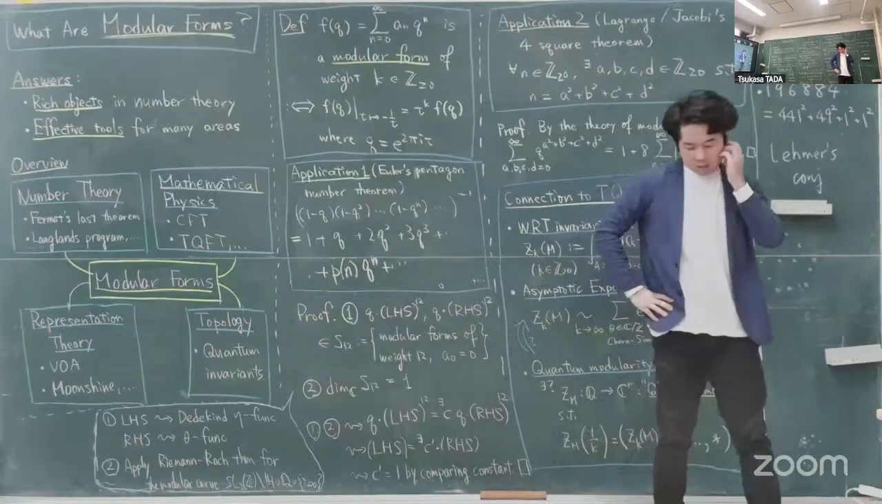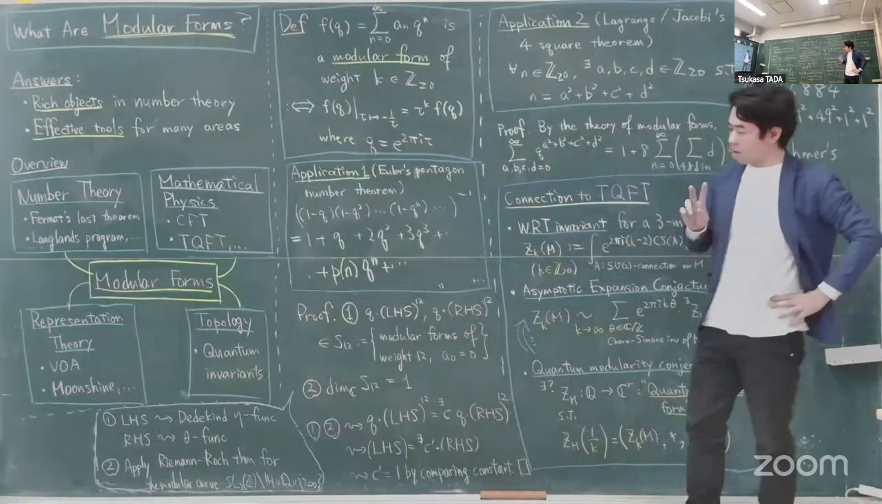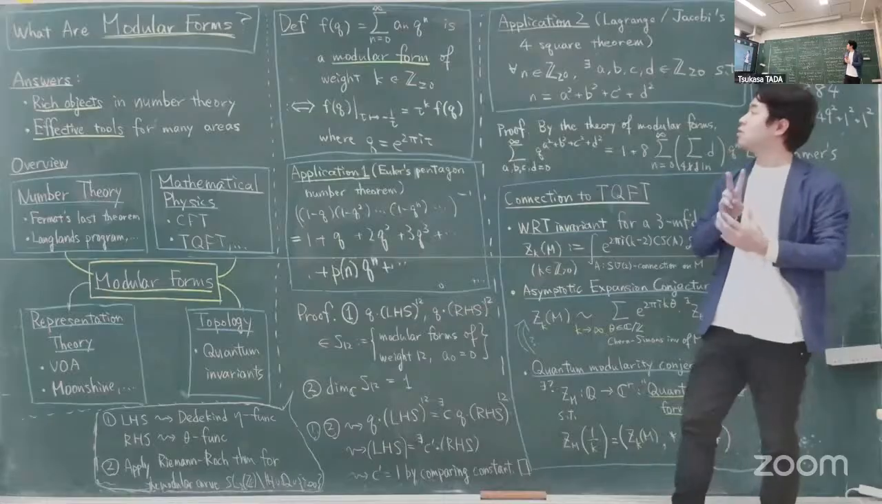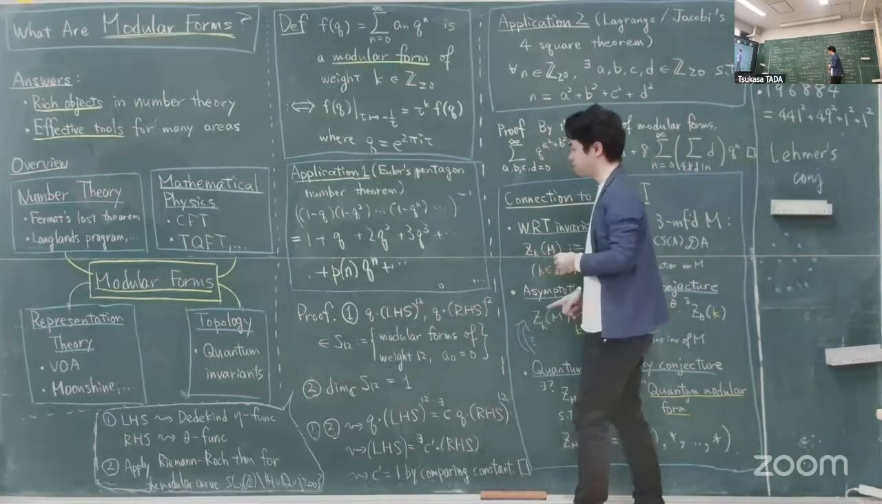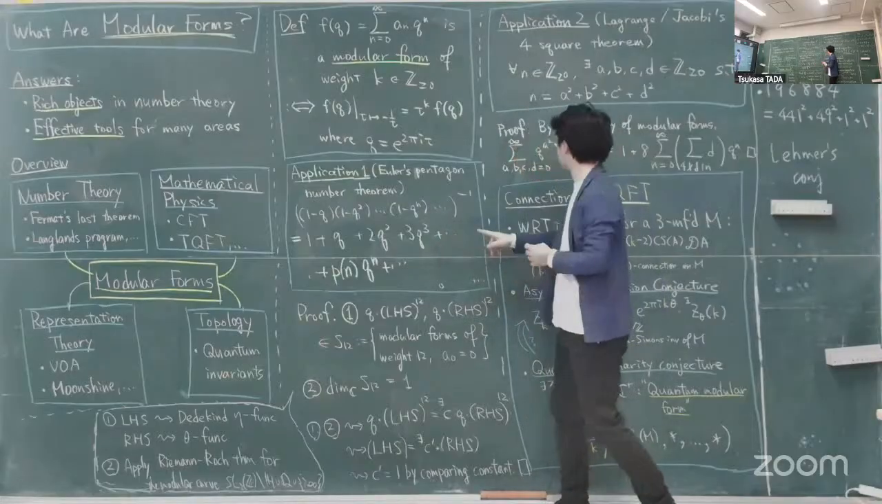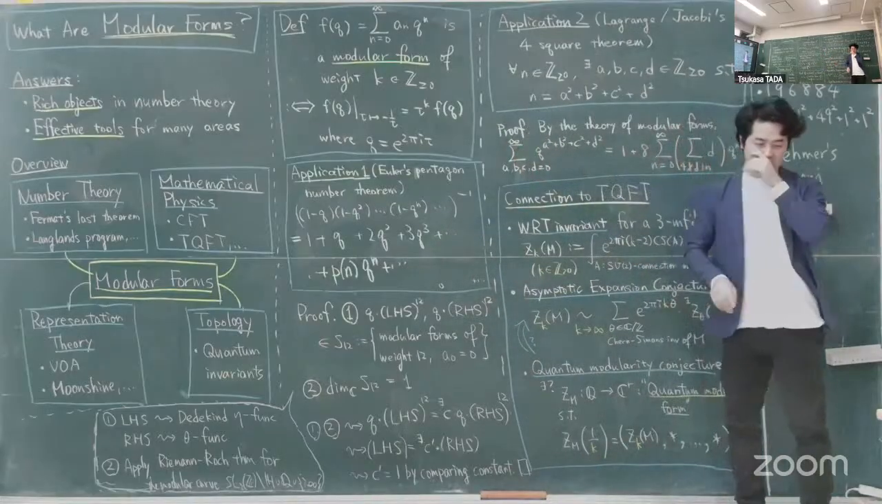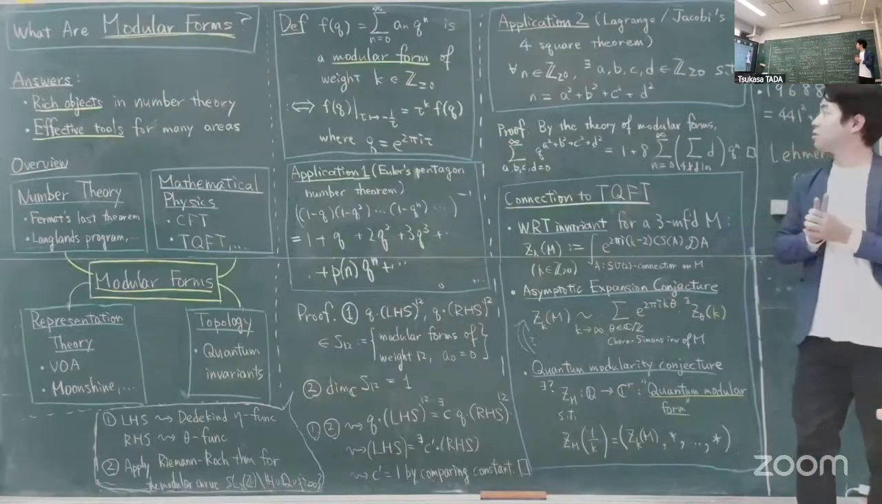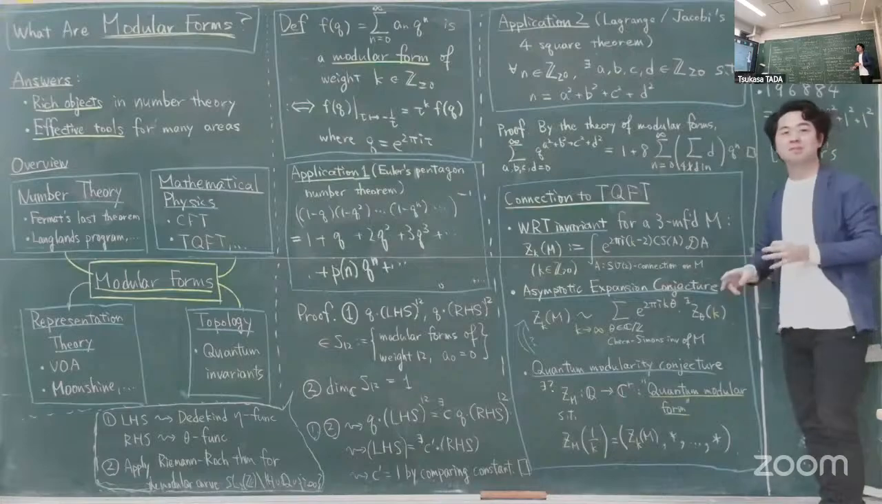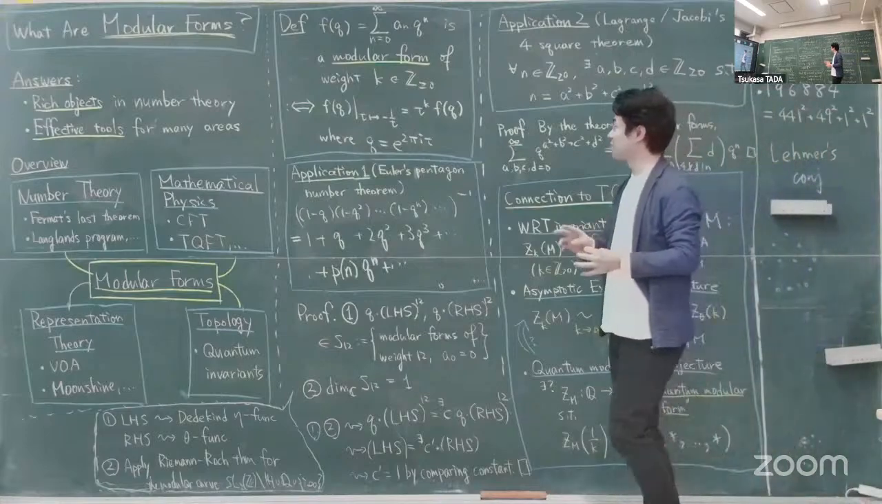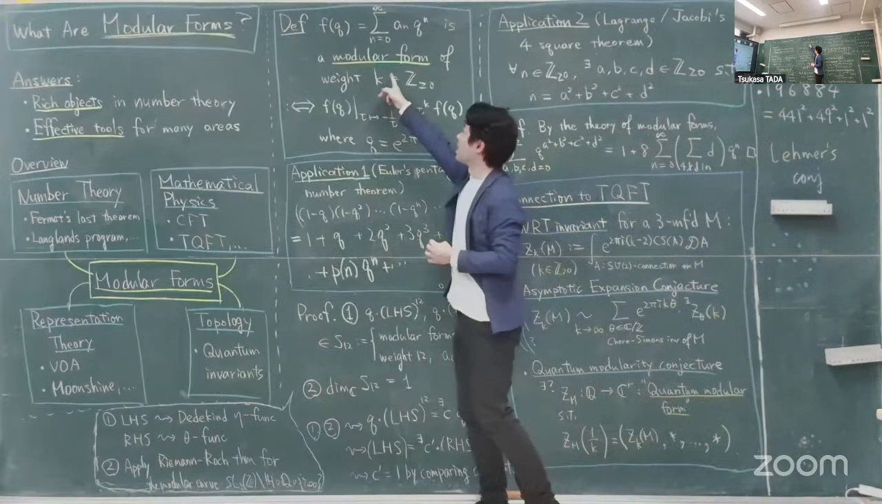Yeah, and there are two constructions of modular forms. The one is the theta function like this. And the second construction is due to Eisenstein series, like this. These two constructions are famous for giving modular forms.